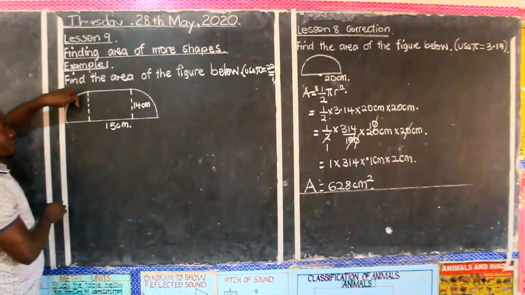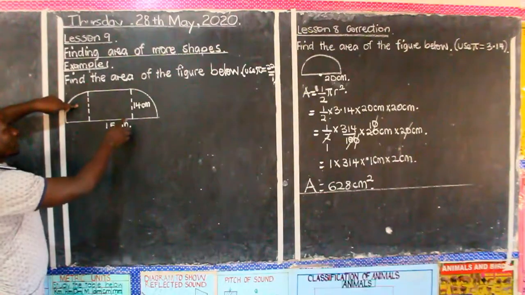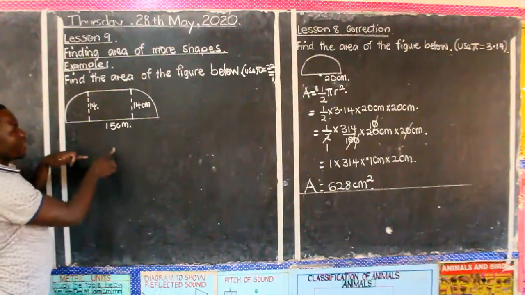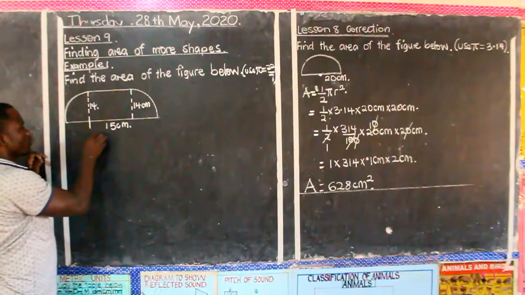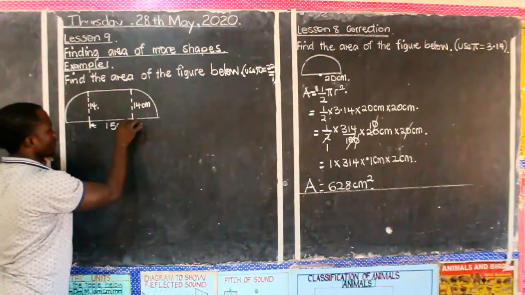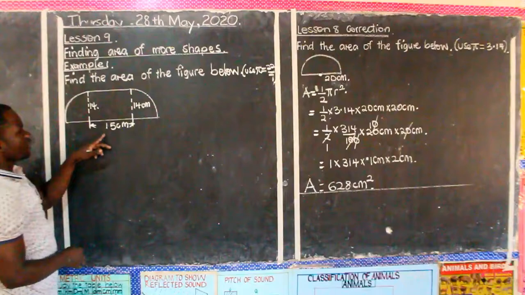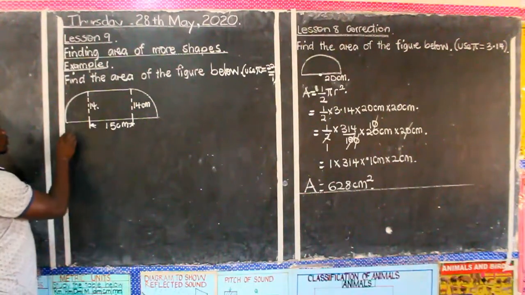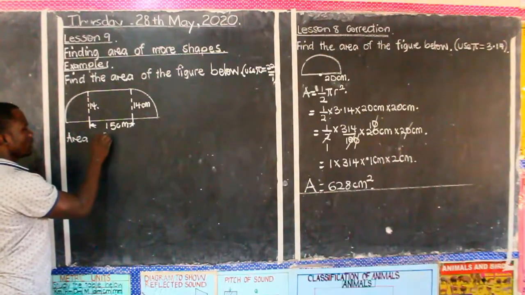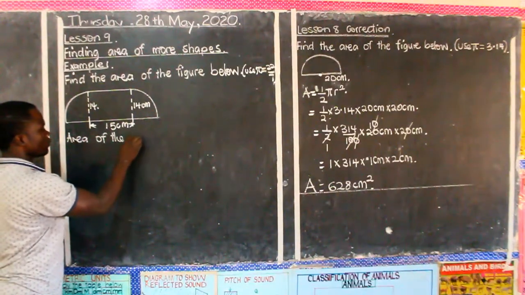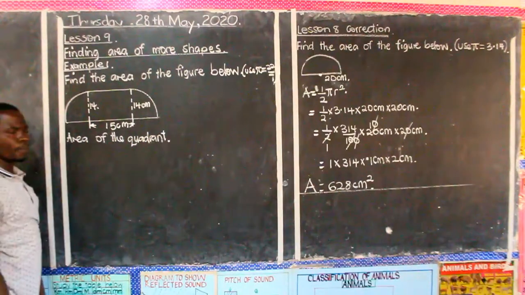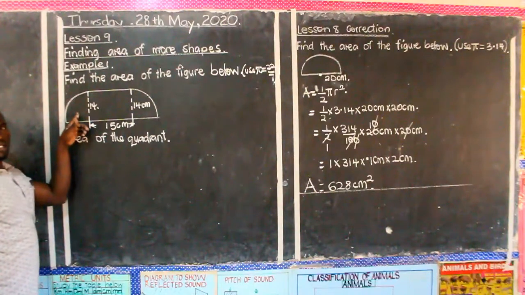I'll first of all find the area of this quadrant. If this is 14, even this will be 14. And this 15 begins from here and it ends there. This is 15 centimeters, the length of the rectangle. So I'll begin by getting the area of the quadrant. This first quadrant here.